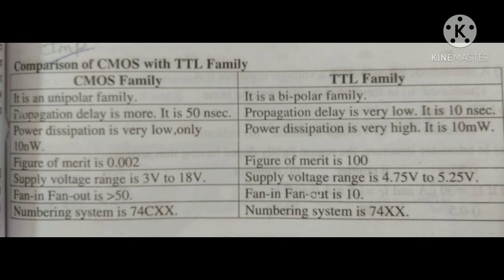Then CMOS fan in and fan out is less than 50. Then TTL fan in and fan out is 10. The numbering system is 74C XX for CMOS. Then TTL numbering system is 74XX. This is a comparison between CMOS and TTL family.